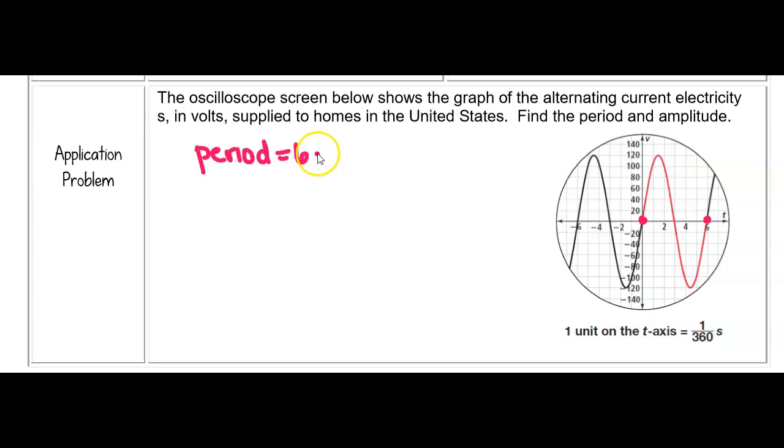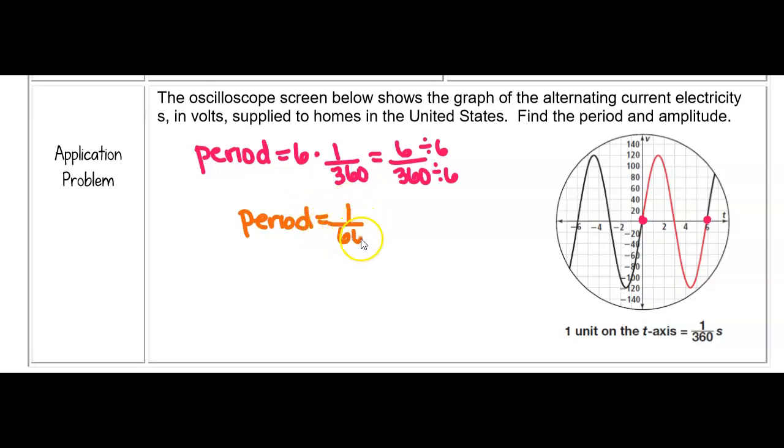So we're going to do 6 times 1/360. That is going to give me 6/360ths, and we can reduce that. So the period is actually going to become 1/60th of a second. That is one complete current wave, so not 6 seconds. The last part is the amplitude. So amplitude, see if you can figure that out. So go ahead and pause the video and calculate the amplitude.